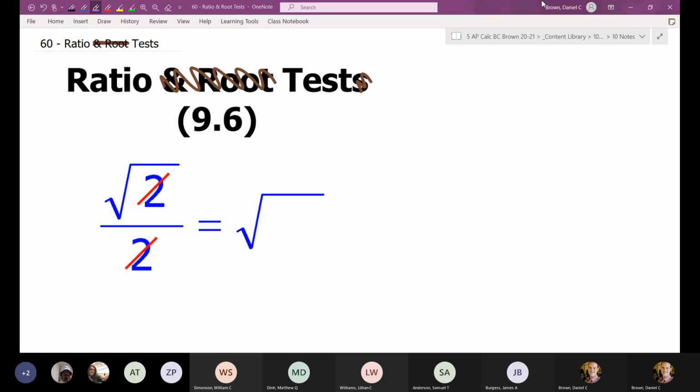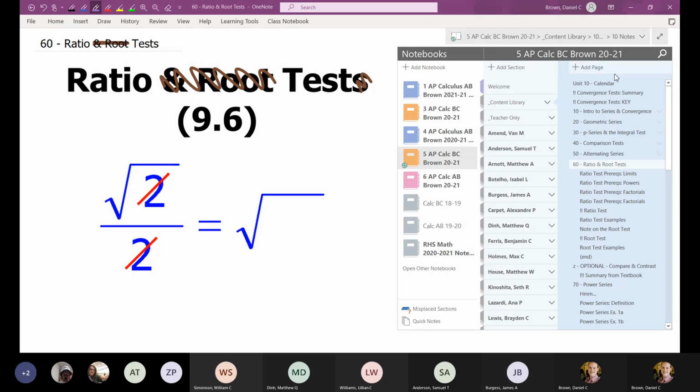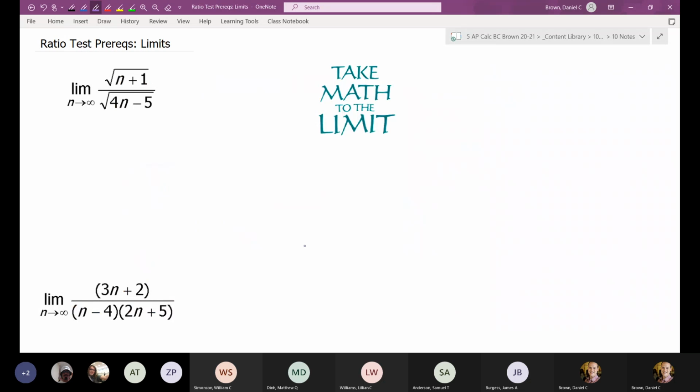Before we jump straight into the ratio test, it does have some prereq skills that we want to basically review. The types of prereq skills are going to be things dealing with limits, things dealing with factorials, and then things dealing with exponents.